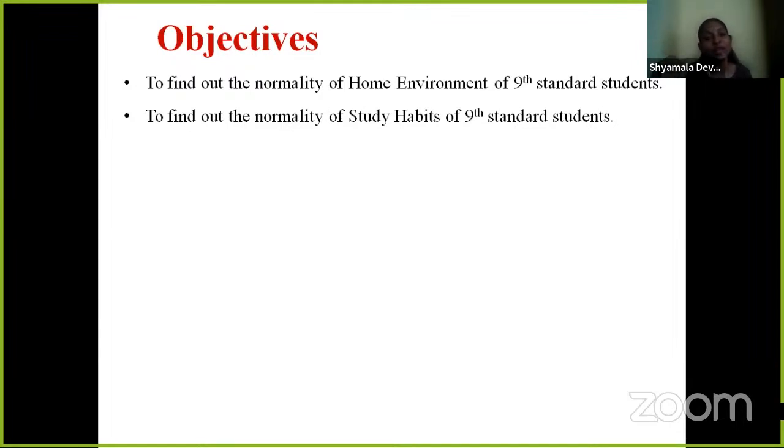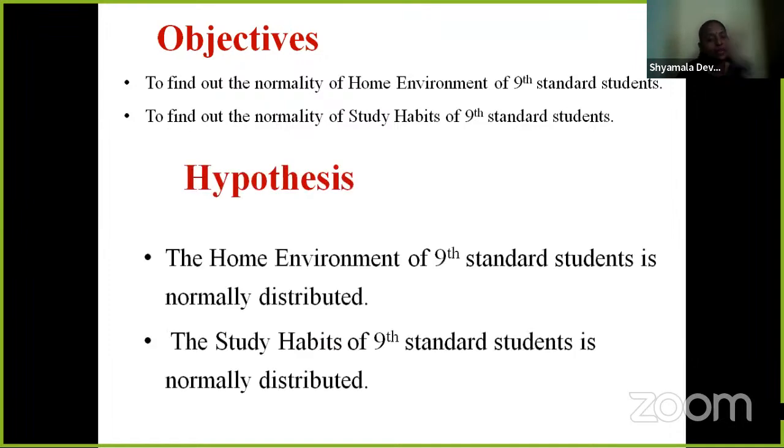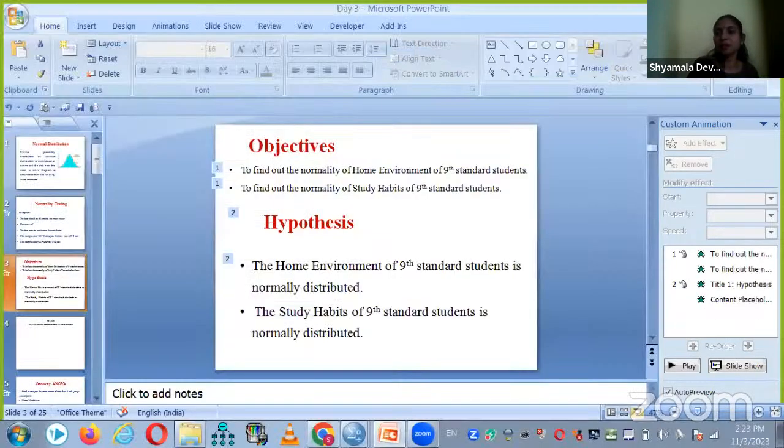And then I'm going to frame the directional hypothesis and not the null hypothesis, because we have enough evidence that for all attributes and characteristics, if the sample size is large and you genuinely collected the data, you will get a normal probability curve one day. So here I'm going with the directional hypothesis. The home environment of 9th standard students is normally distributed, or the study habits of 9th standard students is normally distributed. I have taken two continuous variables, one is home environment and another one is study habits. So with these objectives and hypotheses, let me move to the SPSS analysis part.